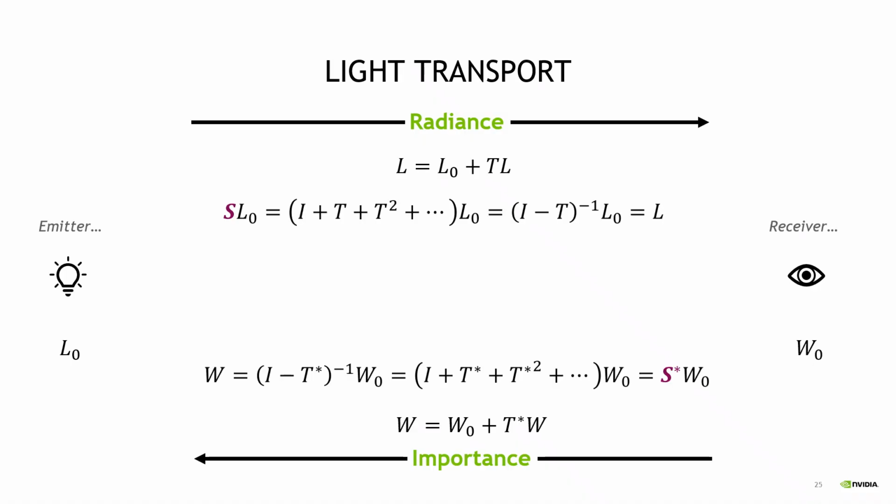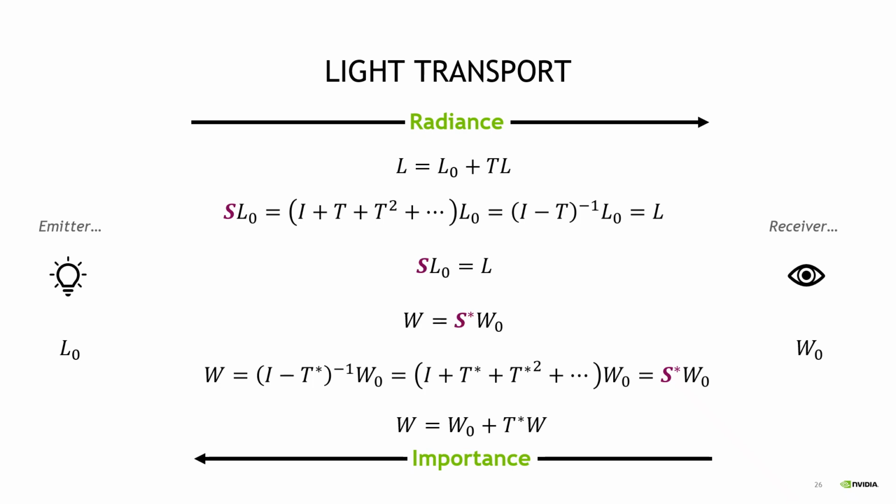And we can do that by just putting all the terms of L on one side and then taking the inverse. So we have to take the inverse of 1 minus T, and that's just, we can use a power series. It's called the Neumann series. And we can do the same for the importance.